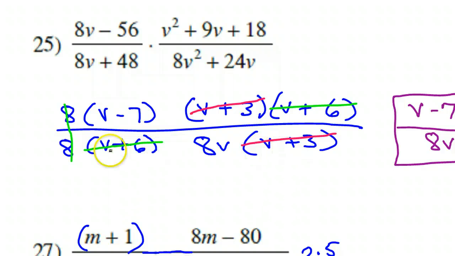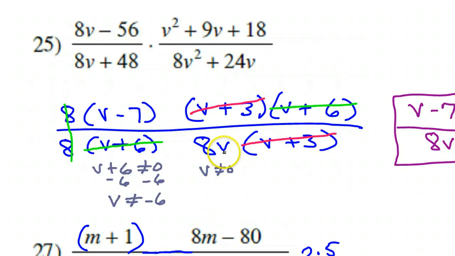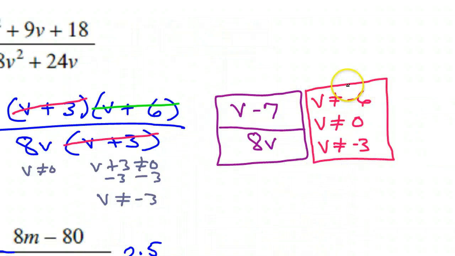Alright, look for the variables. See these 3 V's? Each one of these V's will be a restriction. From this factor, V plus 6 cannot equal 0. Subtracting 6 from both sides tells us that V cannot equal negative 6. Ignore the 8, but V cannot equal 0 because of the factor of V. And of course, V plus 3 cannot equal 0. Subtracting 3 from both sides tells us that V cannot equal negative 3. Include these restrictions with your answer like this.